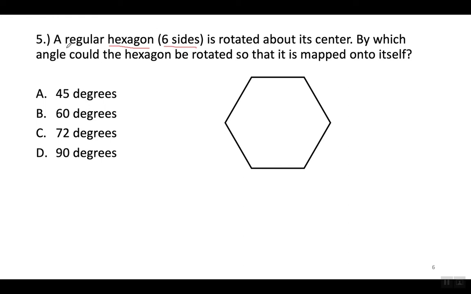And by the way, this word, we're going to see it throughout the year. I don't think I've mentioned it this year, but a regular hexagon, a regular anything in geometry, means that all the sides and all the angles are exactly the same. So all the sides are the same length and all the angles are the same degrees. Whenever you see the word regular, that's what that means in geometry. So it says a regular hexagon, which has 6 sides, is rotated about its center. By which angle could the hexagon be rotated so that it is mapped onto itself?